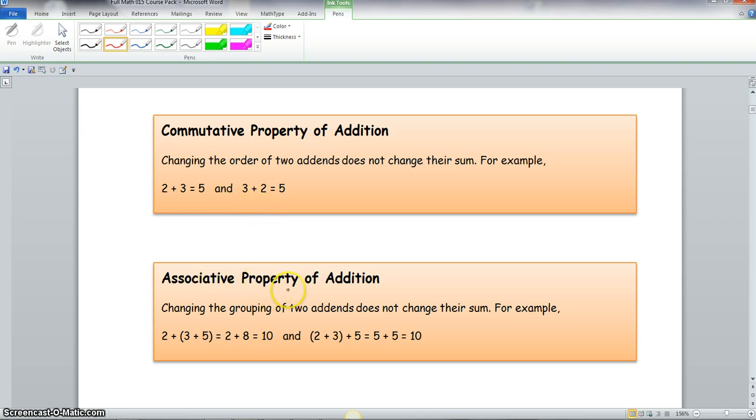Now we have the associative property of addition. This deals mainly with the placing of parentheses. When there's all addition, it doesn't matter which values you put the parentheses over. So you have 2 plus the parenthesis of 3 plus 5. That's still 2 plus 8 is 10. If you shift the parentheses and you take 2 plus 3, which is 5, plus 5, it still gives you 10.